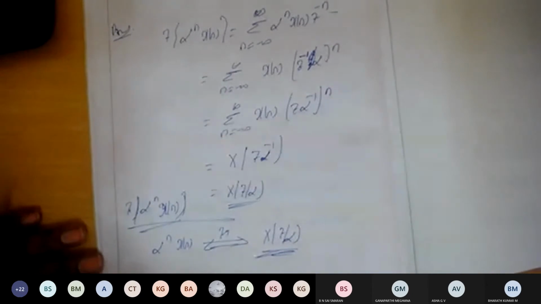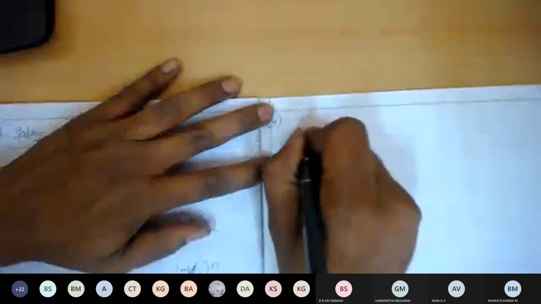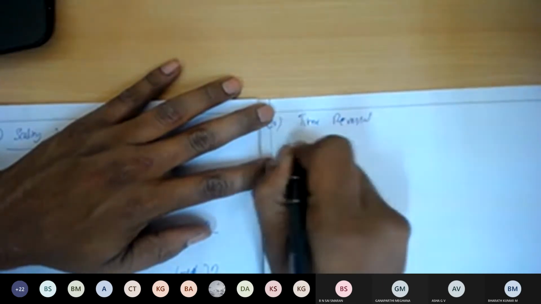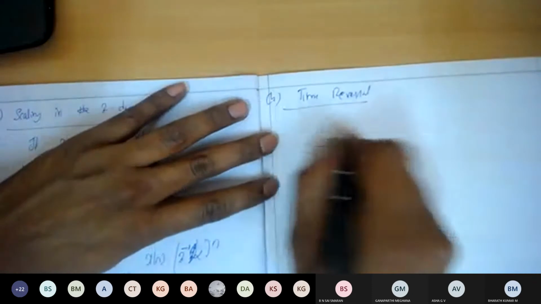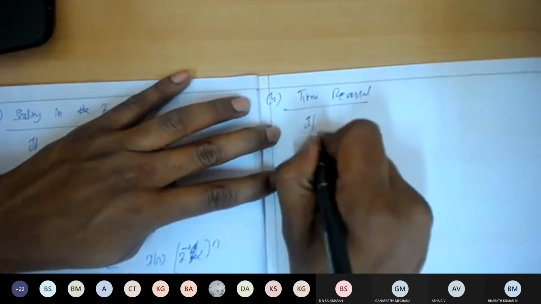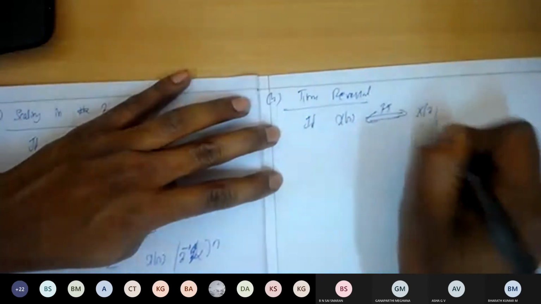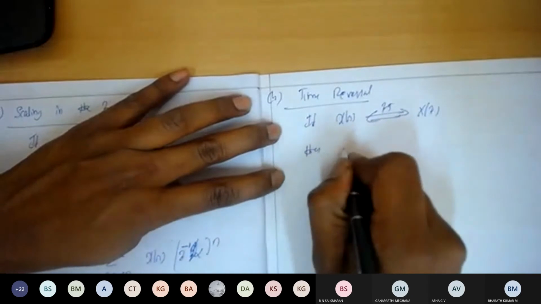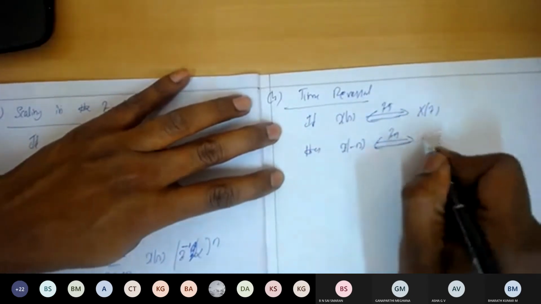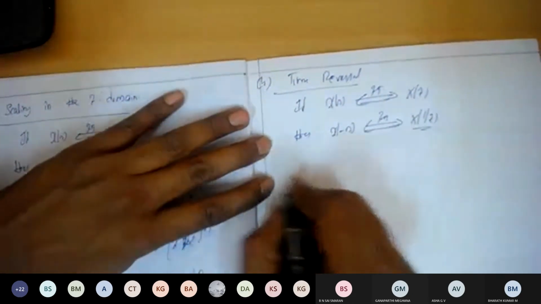We'll take the next one, which is called the time reversal property. So take property number 4, which is called the time reversal property. In the time reversal property, we are going to reverse the time. Let us see what will happen in the frequency domain. If the z transform of x of n is equal to x of z, then for x of minus n, the corresponding z transform becomes x of 1 by z. So let us see that one.